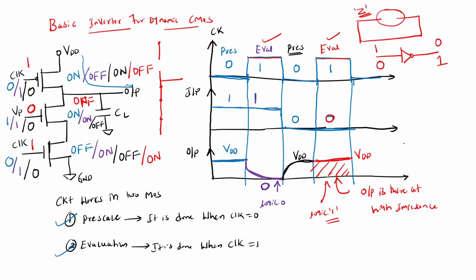you are getting the output logic 1 at high voltage. That means output high you are getting at VDD, and output low you are getting at 0. So this is nothing but output low, you are getting at 0 voltage, and output high, VOH, you are getting at VDD, okay.